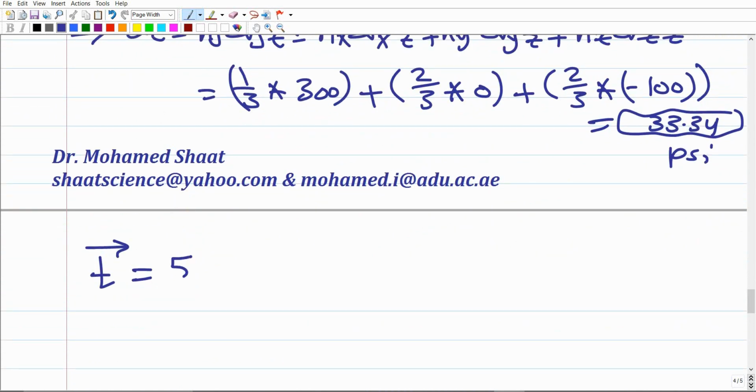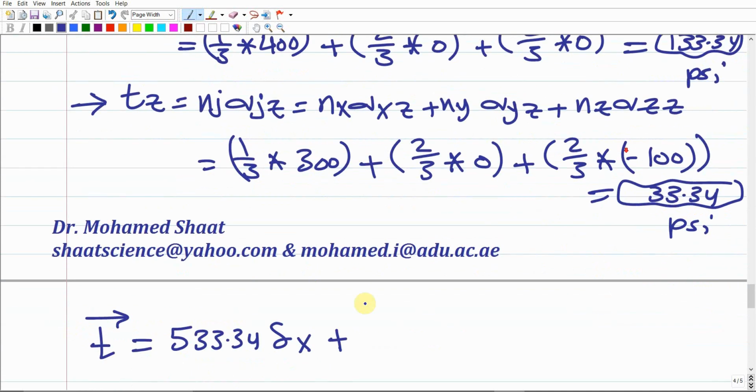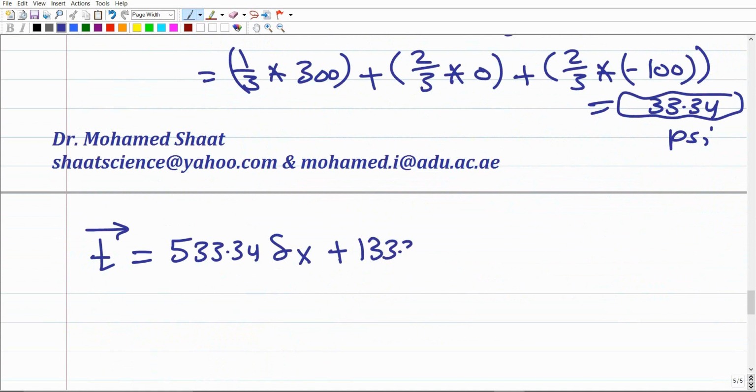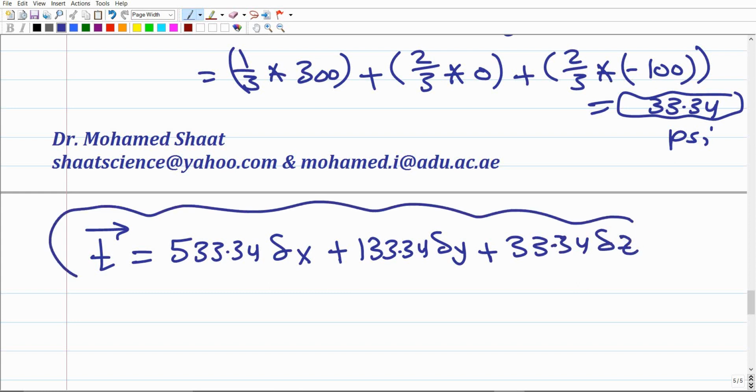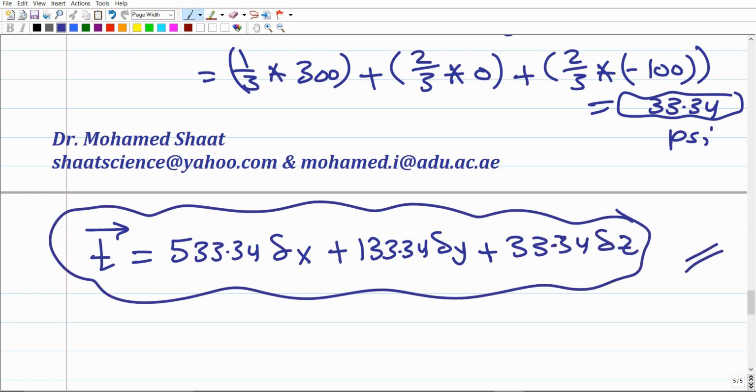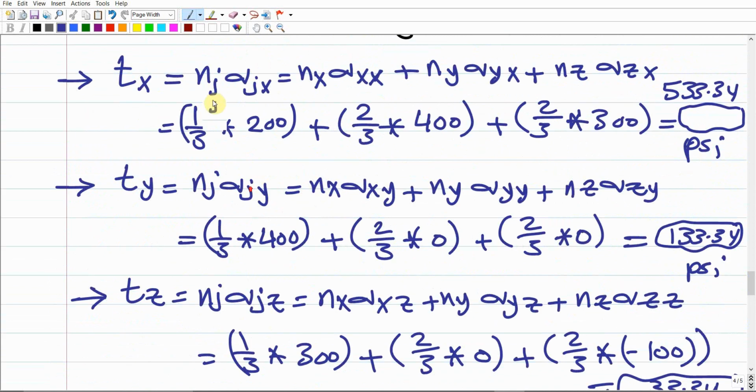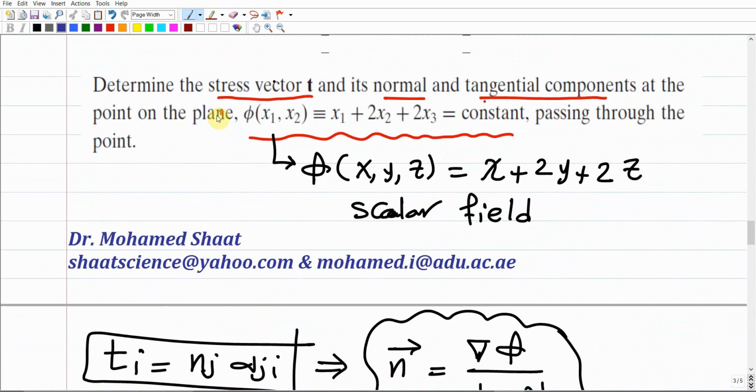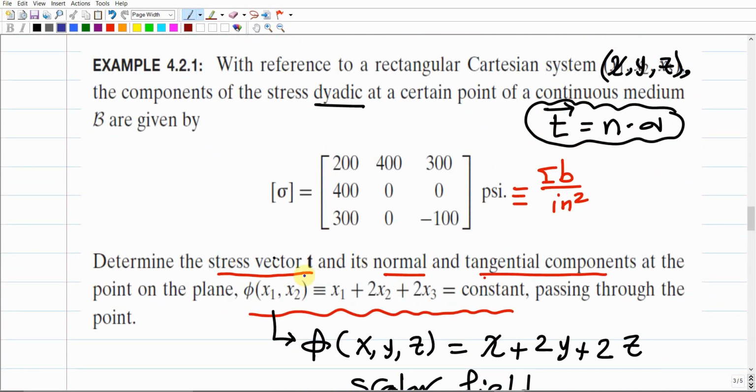So the first component is 533.34 in the x direction as delta x, plus the second component is 133.34 in the y direction, and plus 33.34 in the delta z direction. This is the vector. This is the first part. This is the first requirement. It was required to derive the stress vector, and this is what we did for this vector.